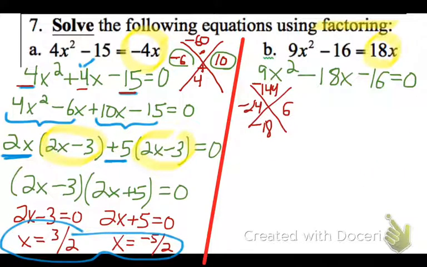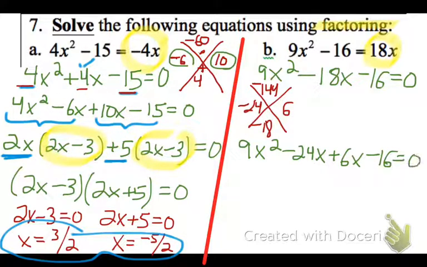Okay, so we can rewrite that original as 9x squared minus 24x plus 6x minus 16 equals 0. And then take the greatest common factor. Those are pretty nice braces too. This is like National Brace Day.